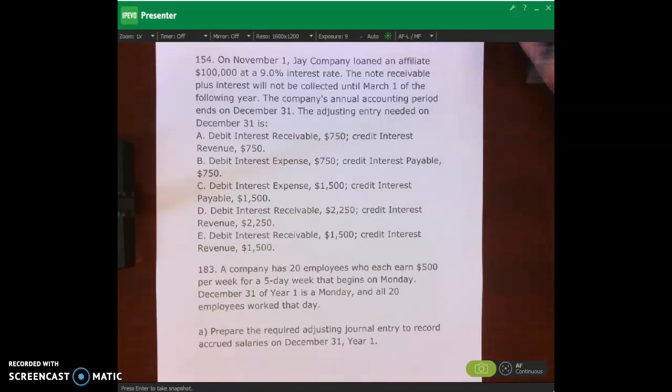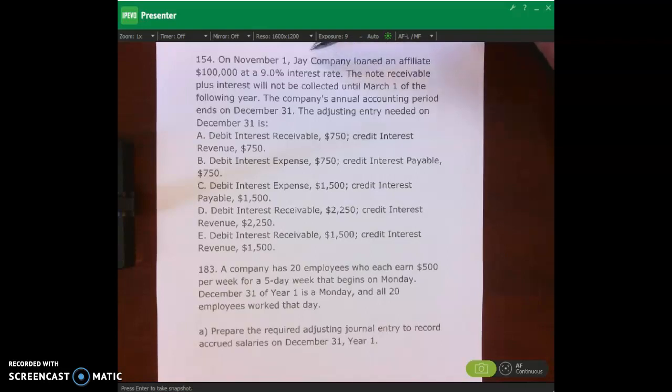On November 1st, J Company loaned an affiliate $100,000 at a 9% interest rate. This is a note receivable. Okay, so note receivable plus interest will not be collected until March 1st of the next year. So we loaned money to someone else on November 1st. The company's annual accounting period ends December 31st.